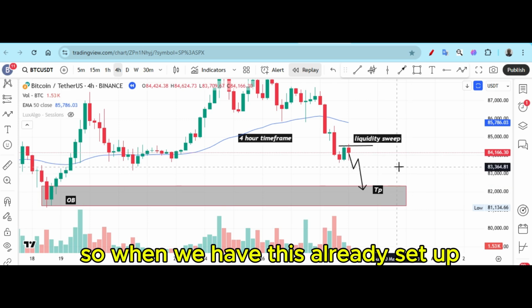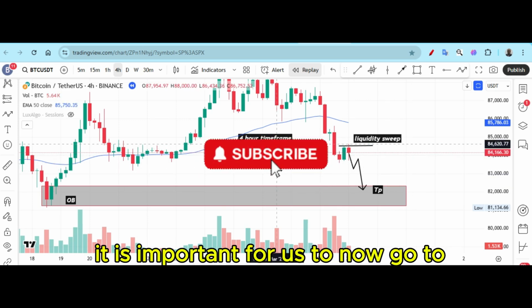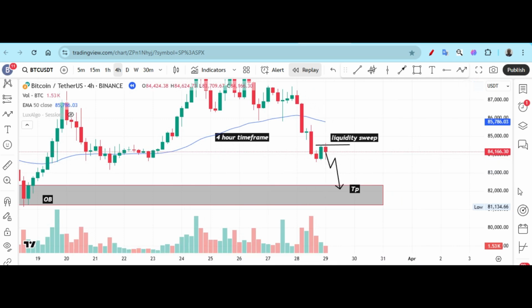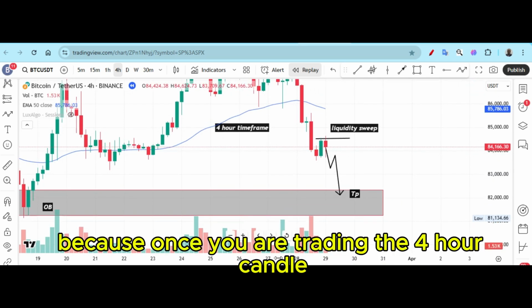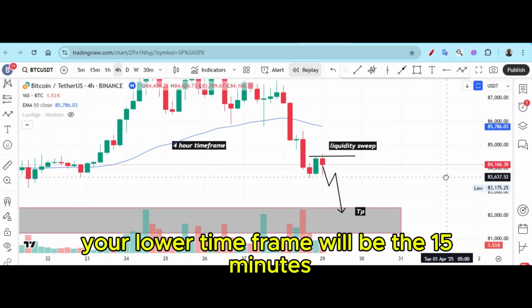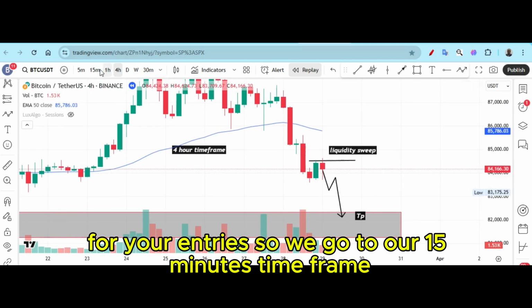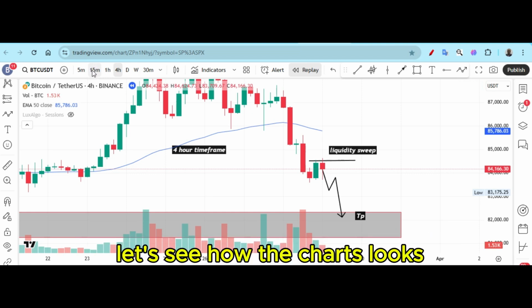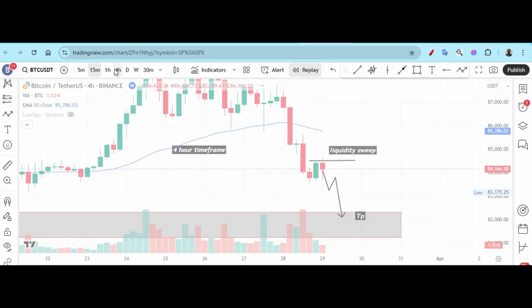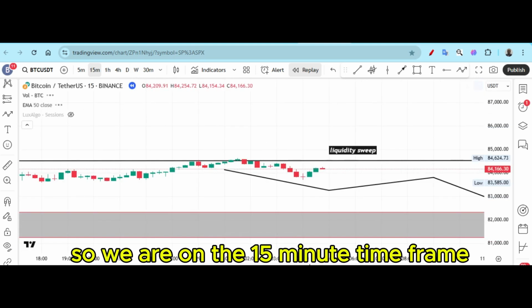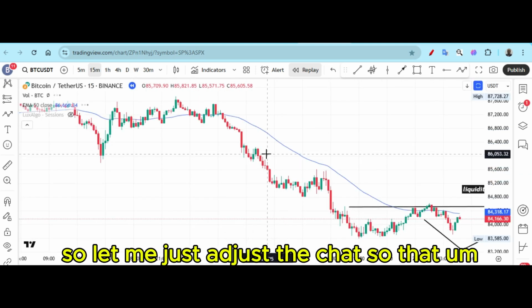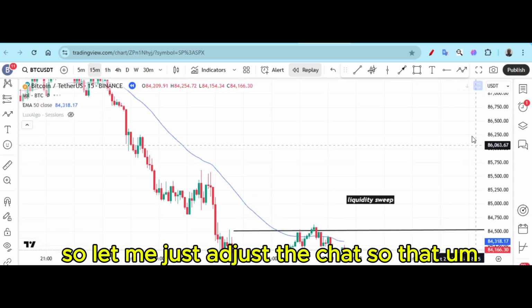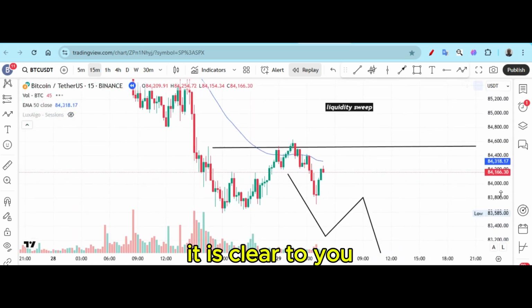So when we have this already set up, it is important for us to now go to our lower time frame, because once you are trading the 4-hour candle, your lower time frame will be the 15 minutes for your entries. So we go to our 15 minutes time frame, and once we come to our 15-minute time frame, let's see how the chart looks. So we are on the 15-minute time frame. So let me just adjust the chart so that it is clear to you.